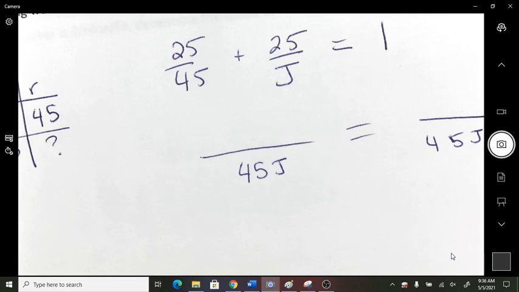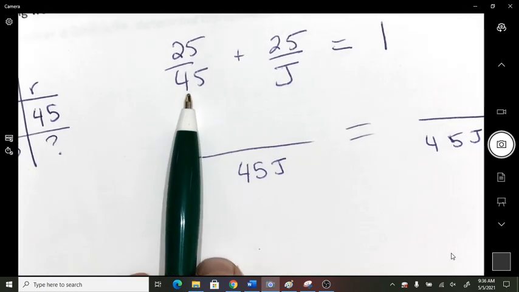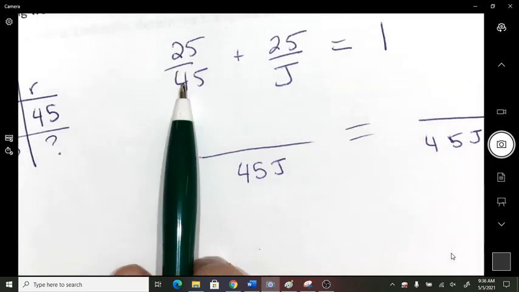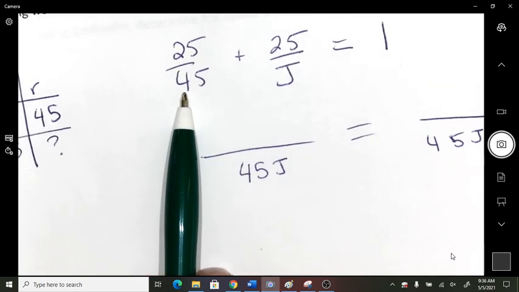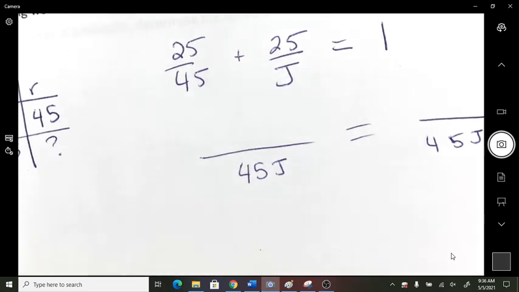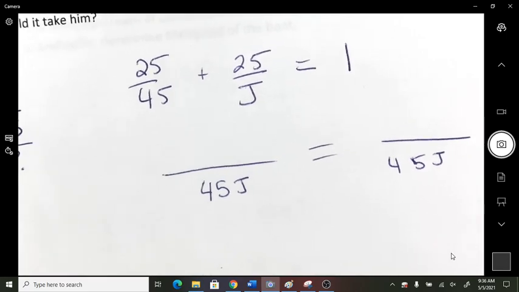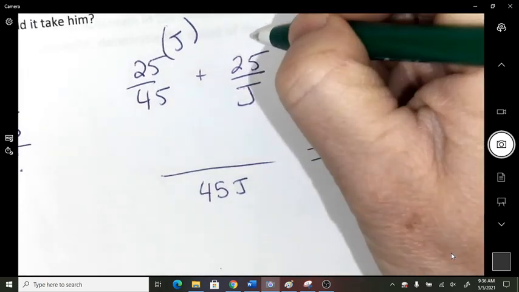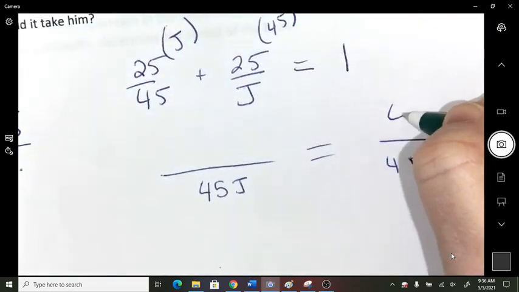Is anybody predicting what Jake might be? Is he faster or slower than John? He's going to be slower than 45 minutes because if John was doing 25 over 45, he's doing over half of the job. So if you're doing over half of it yourself, you're faster. Okay, did you figure out your multipliers? You're going to multiply that one by a J and that one by a 45.